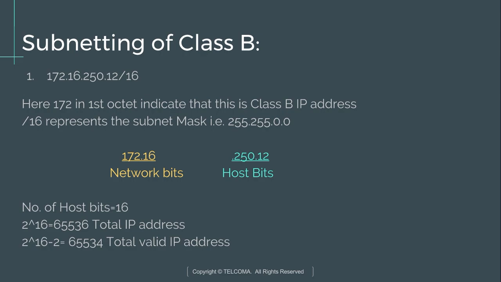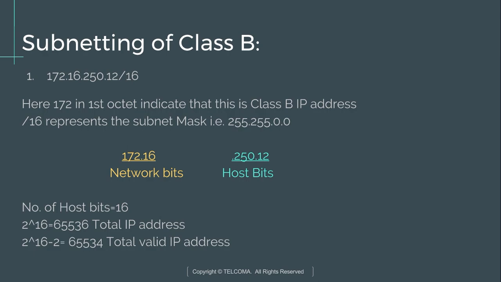In this we have taken the example 172.16.250.12/16, an IP address that belongs to class B. Here 172 in the first octet indicates that it is a class B IP address, and /16 indicates the subnet mask, that is 255.255.0.0. This subnet mask indicates the network bits and the host bits. The first two octets represent the network bits, and the last two octets represent the host bits. So the total number of host bits is 16, as it covers 2 octets.